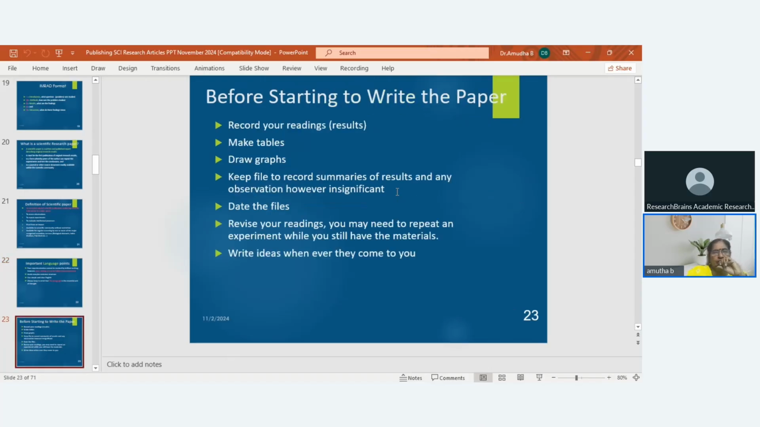So before starting to write a paper, you record your readings. Results are very, very important. Tables are important. Graphs are important. You have lots and lots of graphs available: bar charts, histograms, line graphs, and many more. You can use Excel. You can use Canva. You can use Datawrapper. You can use Bubble.